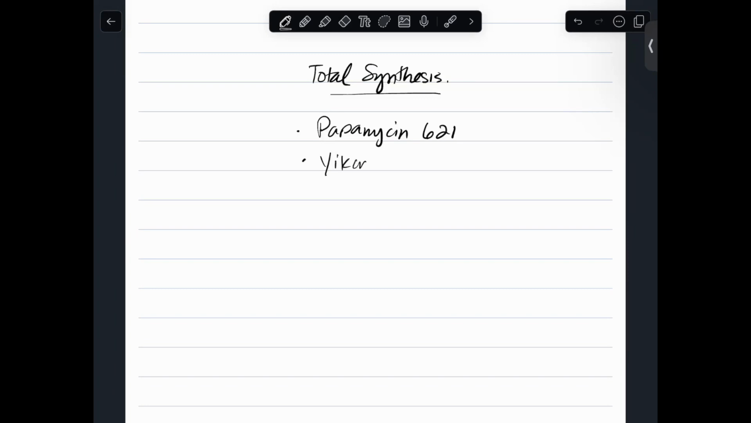Okay, so this is part 3 of our lecture, and I'm introducing a total synthesis to highlight Evans oxazolidinones for aldol reactions, now that we've talked about their transition states and the mechanism. So this will be the total synthesis of Papamycin 621, and it was synthesized by Yikeng Wu in 2009 at the Shanghai Institute of Organic Chemistry.